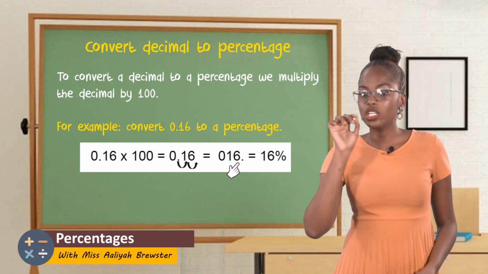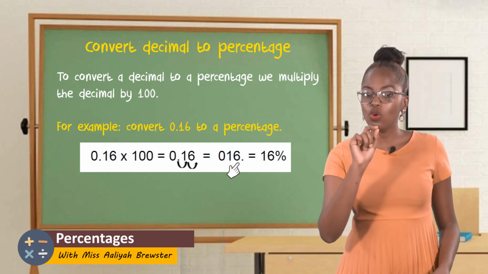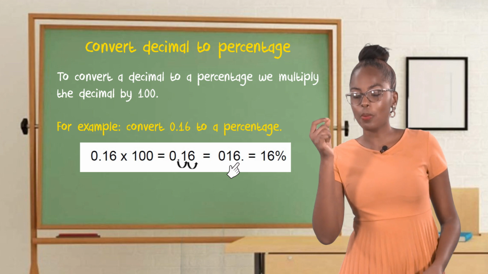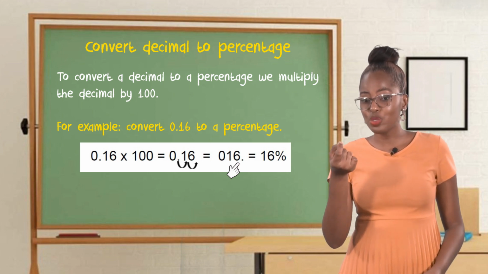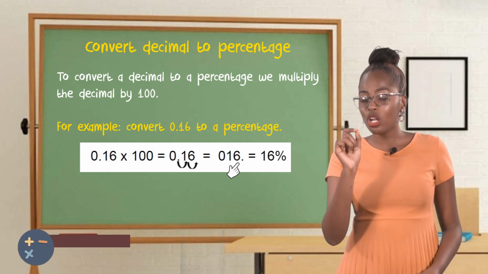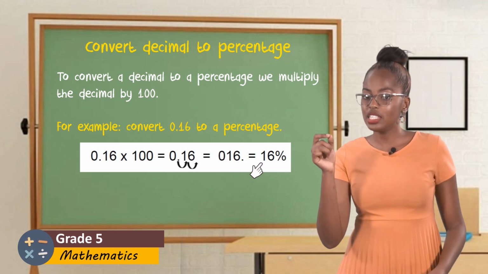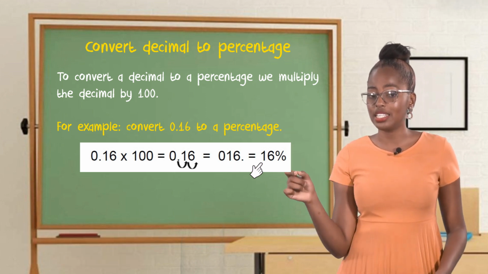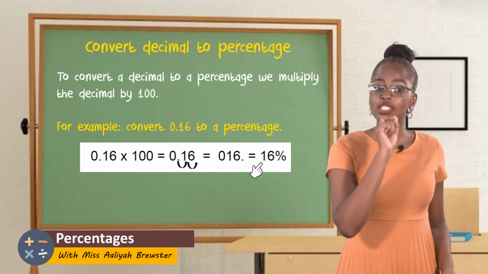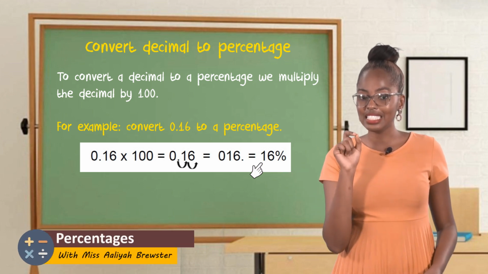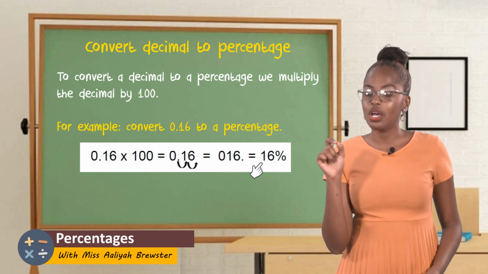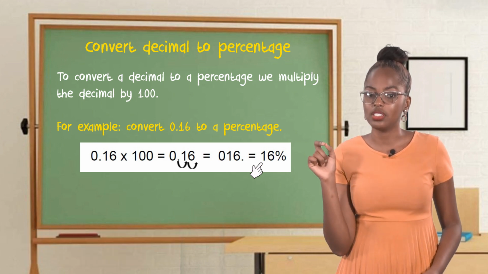Right? So the number then will be 016 point. And of course we understand that all whole numbers have a point behind them, so therefore the percentage there would be 16%. So 0.16 can be represented by 16%.